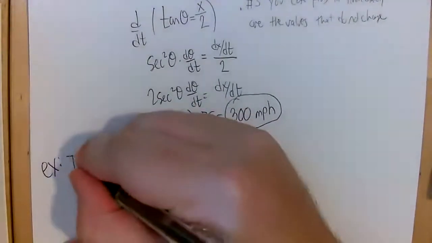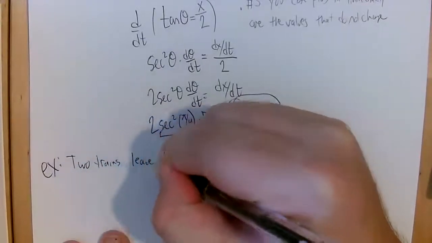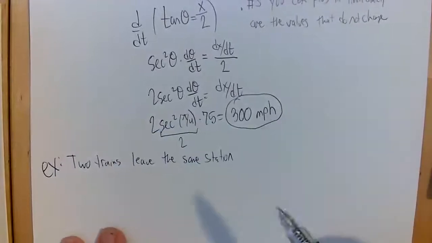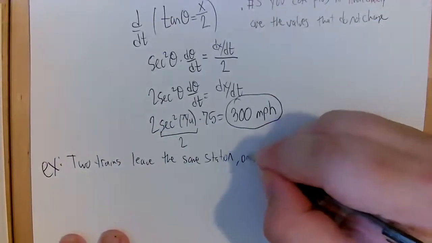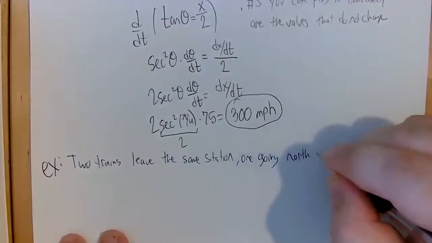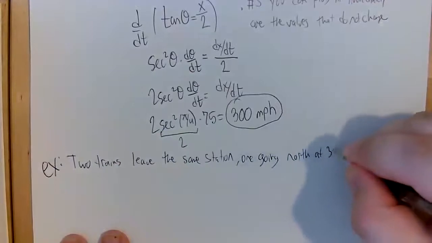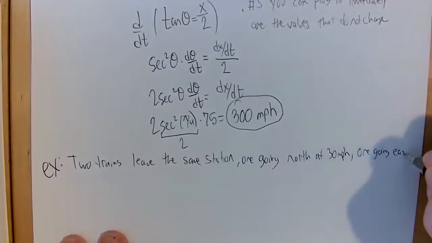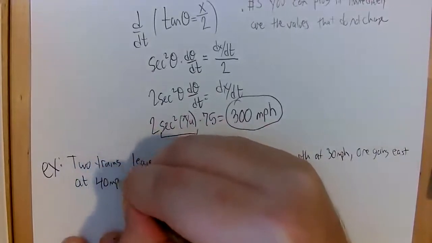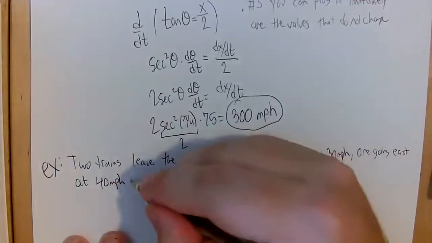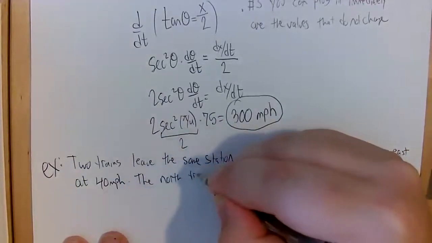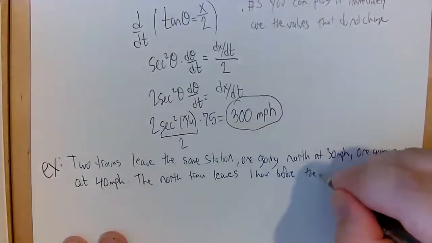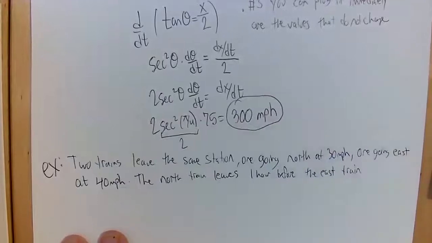Okay, so in this example, 2 trains leave the same station. So this is like the most common word problem in math involving trains here. 2 trains leave from a station, one going north at 30 miles per hour, and one going east at 40 miles per hour. The north train leaves 1 hour before the east train. All right, so that might be important information here.